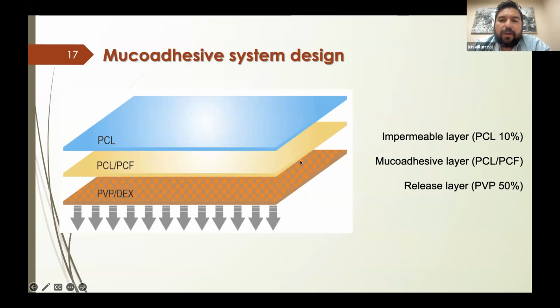In the middle, we load the polycaprolactone with a polycarbophil layer so that the system is bioadhesive and attaches easily to the mucosa. And the last layer has polyvinyl pyrrolidone loaded with the dexamethasone drug, in order to release the dexamethasone unidirectionally at the tissue zone.